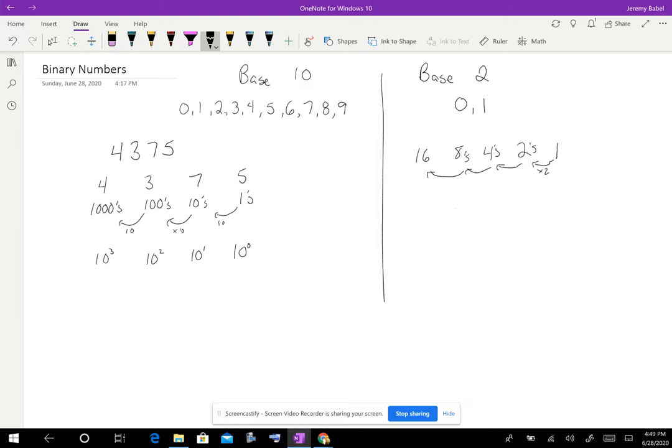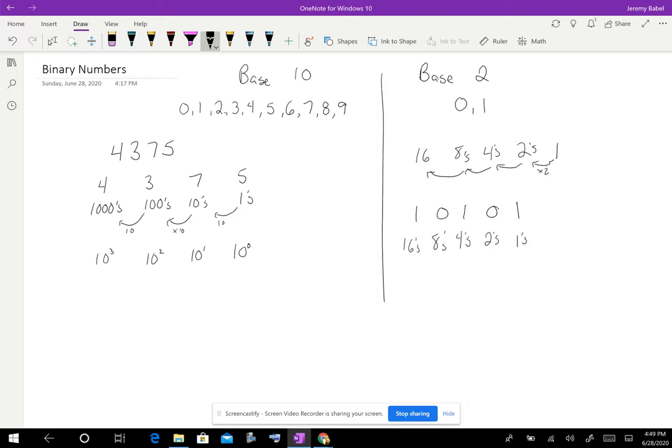All right, so let's look at a number in base 2. Let's go with 1, 0, 1, 0, 1. Remember, there are no twos, it's just zeros and ones. So what do we have here? In the ones place, there's a 1. There's a 0 in the twos place. There's a fours place that has a 1. The eights place has a 0. And the 16s place has a 1.